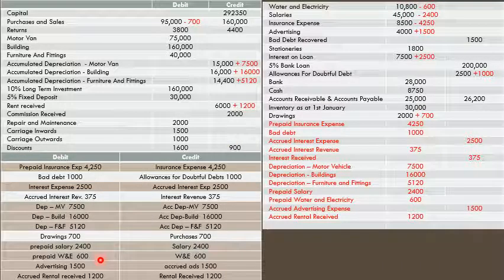For advertising expense pun sama. Debit advertising, credit accrued. So cari account advertising. Debit dengan debit tambahlah. So awak tambah 1500. Kemudian credit accrued advertising expense 1500. Okay, untuk accrued rental pula awak debitkan dia. So pergi debit kat sini. Kemudian awak kreditkan rental receive 1200.